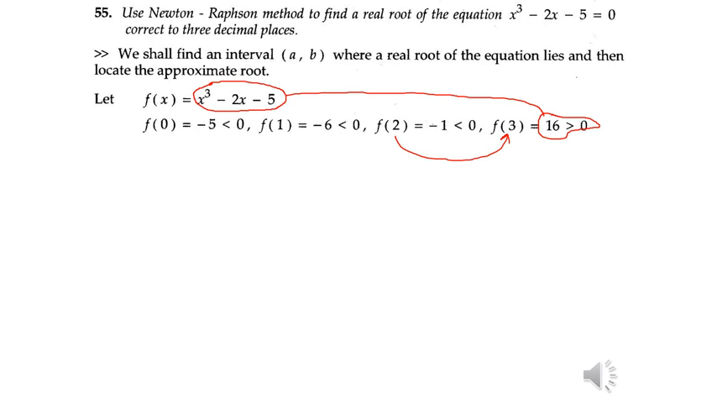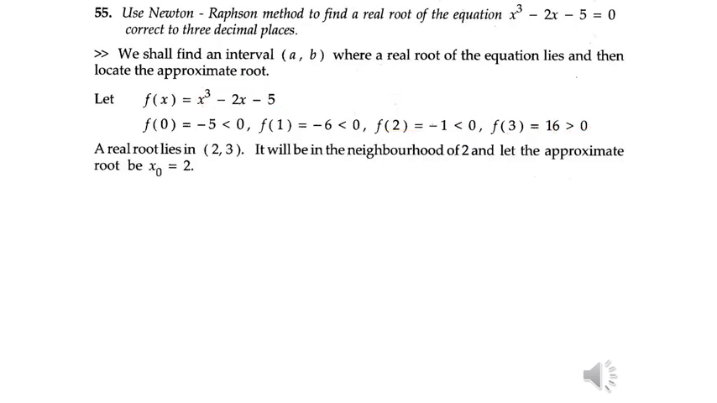So we got f of 2 as negative and f of 3 as positive. That means that our root lies between 2 and 3. Because f of 2 is negative and f of 3 is positive, therefore our root lies between 2 and 3. So we can conclude a root lies in 2, 3.